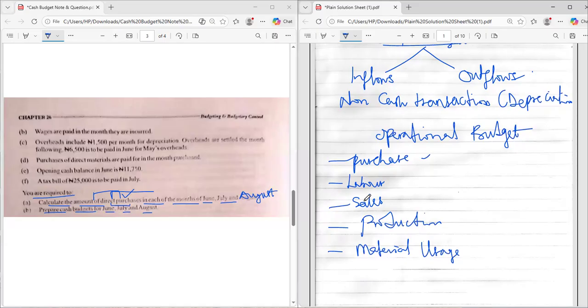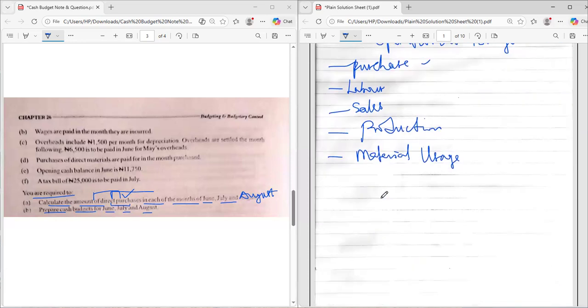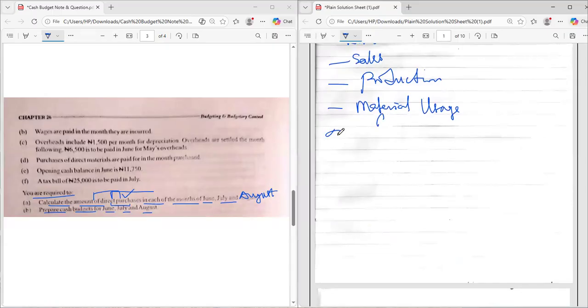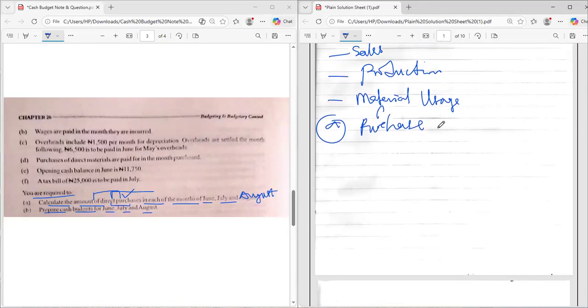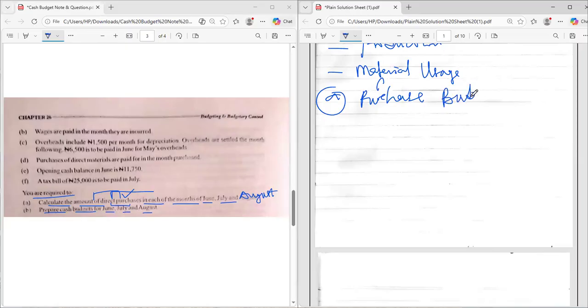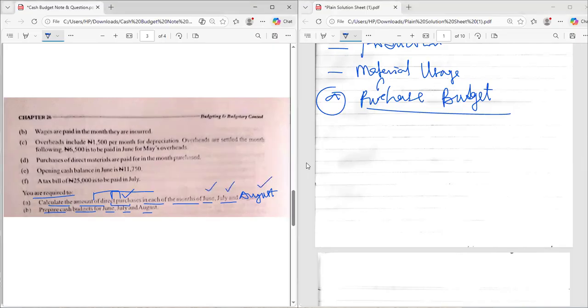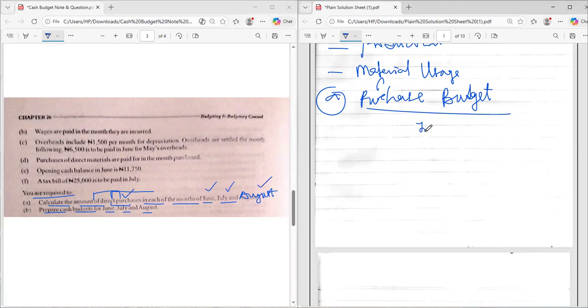The major issue that some people have is that they will think that each of these budgets has its own format. You don't need to cram formats when I'm teaching you. So I'm going to tell you what you need to do. Let's take purchase budget. Which months are we preparing it for? They say for June, July, and August. So let's go: June, July, and August.